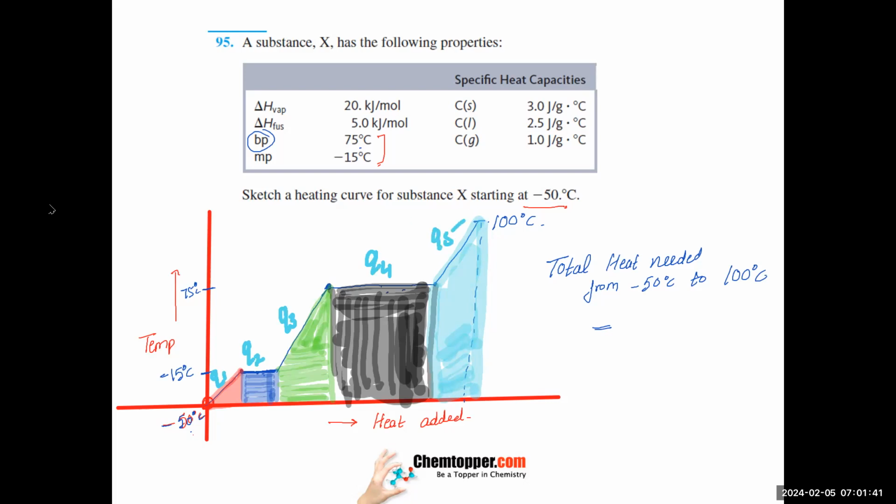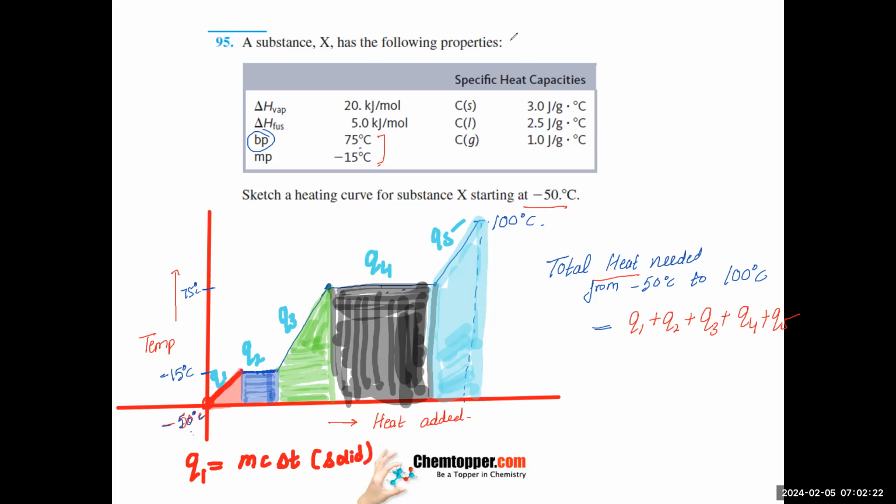So now the total amount of heat needed is Q1 plus Q2 plus Q3 plus Q4 plus Q5. I need to know these values. I can calculate. Look at Q1. What is the state of the matter here? At Q1, what is the state? Solid. And there is a rise in temperature. Calculate Q1: mc delta T for solid.